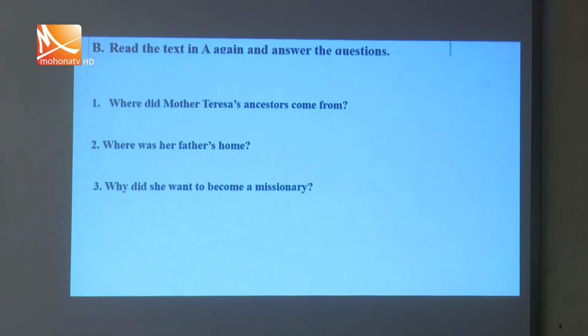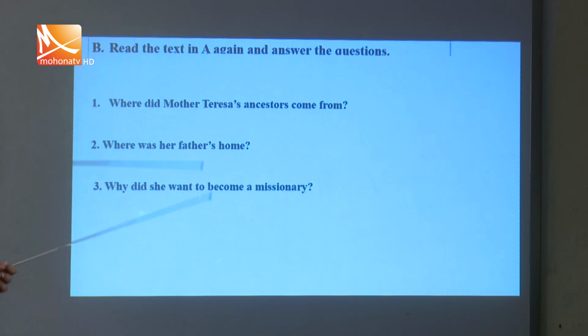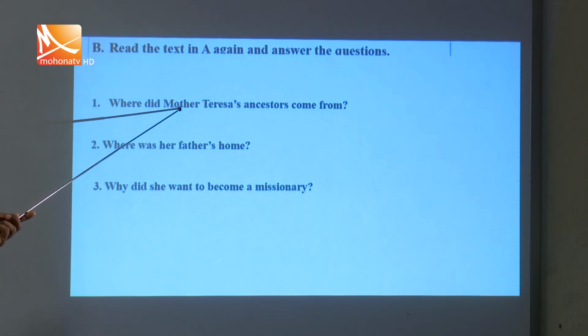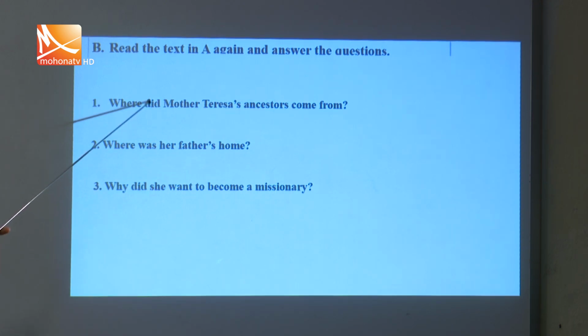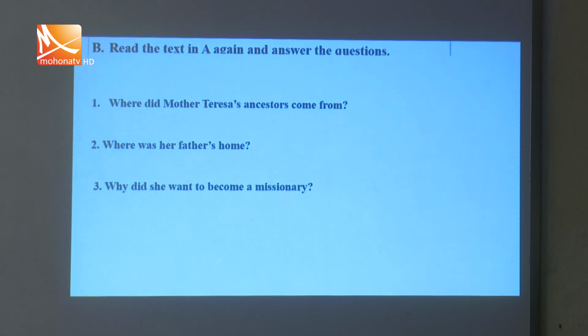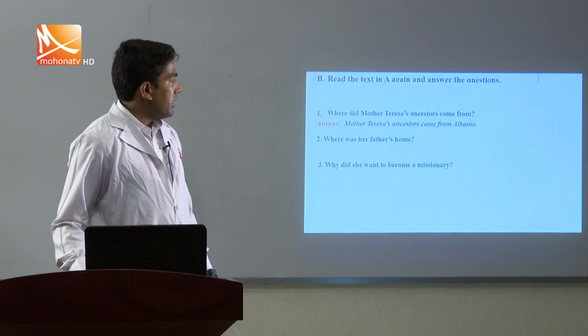Dear students, the first question starts with the word did. Where did Mother Teresa's ancestors come from? So our answer will start from here. Mother Teresa's ancestors came from, because if your question starts with the verb did, then your main verb will be the past form. So the answer will be: Mother Teresa's ancestors came from Albania.